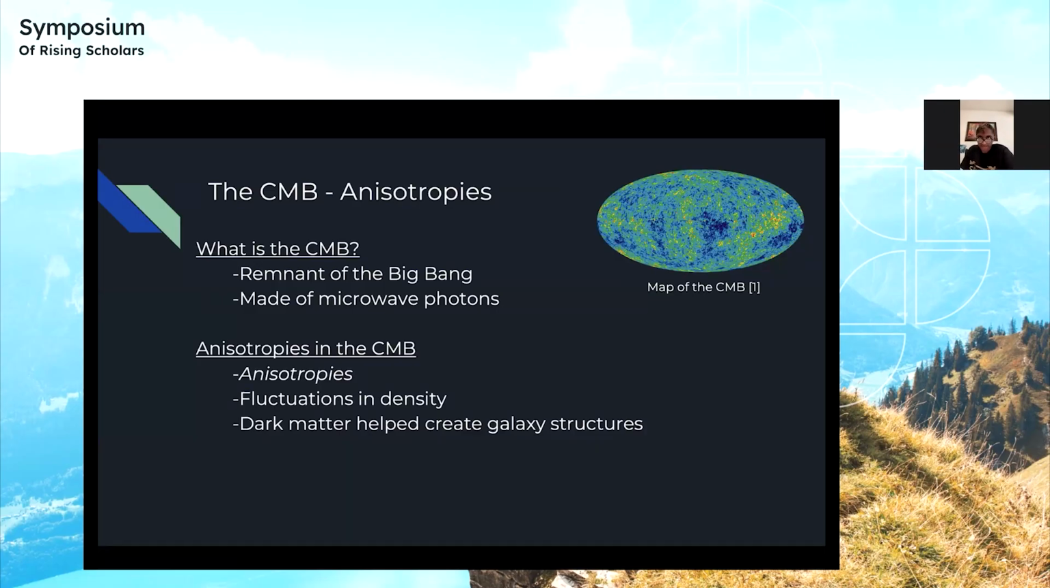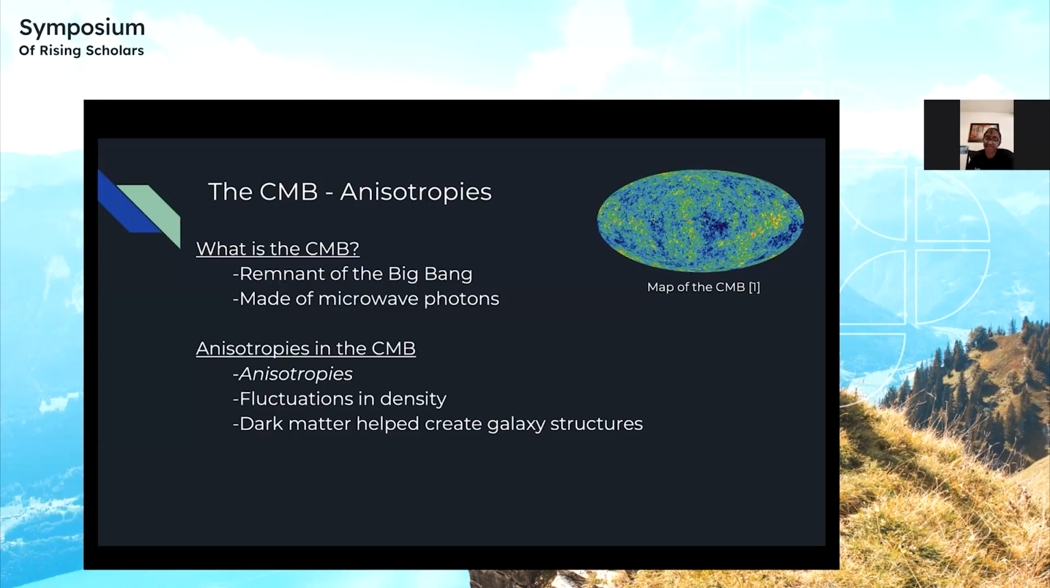The last piece of evidence I will talk about is the CMB, which stands for the cosmic microwave background. It's the remnant left over from the Big Bang and the early universe. It's made of microwave photons, and it's very helpful in telling us information about the early universe. It serves kind of as a map.